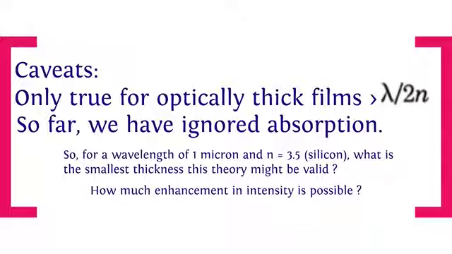So 1 micron divided by 2 times 3.5, right? So 1/7 microns, which is about 1,000 by 7 nanometers. So what is that? Yeah, something like 141 nanometers. It's pretty thin. Okay, so it's almost a tenth of a micron, really, really thin.